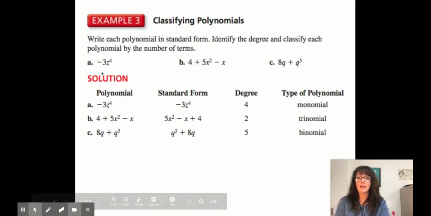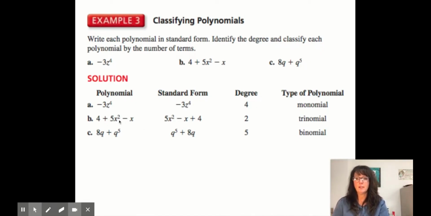So for A, to put it in standard form, well, it's already written in standard form. It's a monomial. There's no other terms to rearrange or put in descending order. The degree is 4. The type is monomial. Here, we can rearrange them, right? This one would move to the first position, this negative x would be second, and then the constant would be last. So 5x squared minus x plus 4 is a second degree trinomial. And we're going to be working with these quite a lot throughout this chapter and next chapter, and pretty much a couple chapters to go.